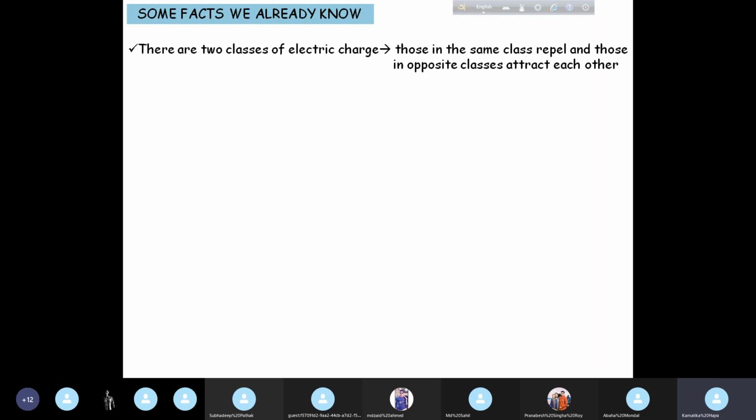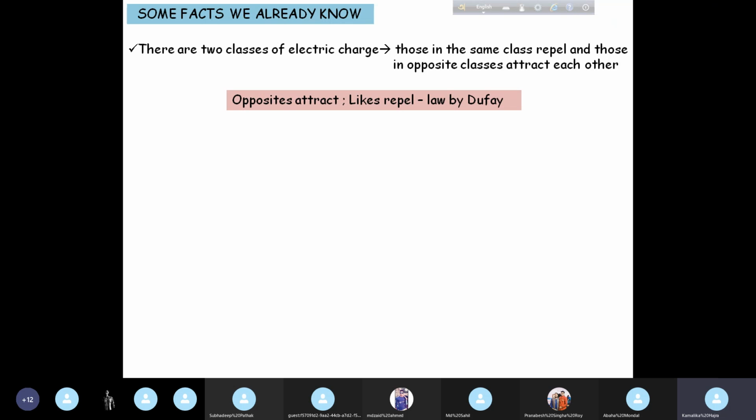All of you know that there are two classes of electric charges, positive and negative, and those in the same class repel, and those in opposite classes attract each other. All of you know this. Like charges repel each other and unlike charges attract each other. So opposites attract, likes repel, and basically this law was given by a scientist known as Dufay.